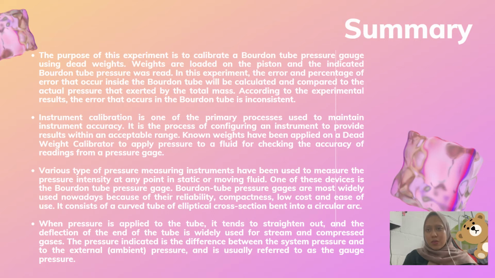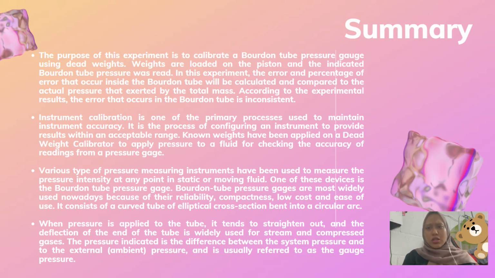Instrument calibration is one of the primary processes used to maintain instrument accuracy. It is the process of configuring an instrument to provide results within an acceptable range. Known weights have been applied on the dead weight calibrator to apply pressure to a fluid for checking the accuracy of readings from a pressure gauge.